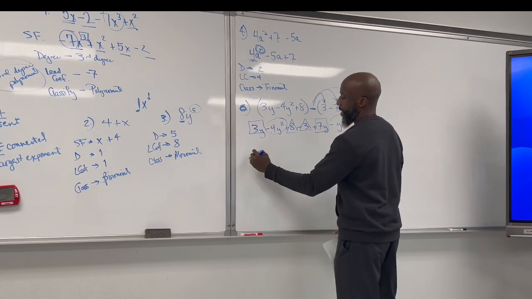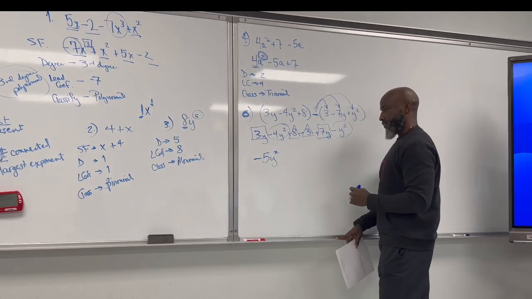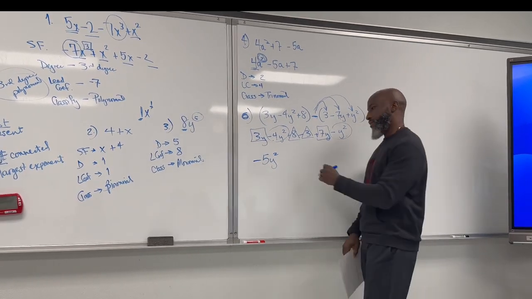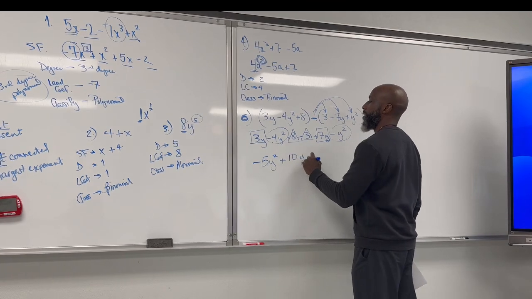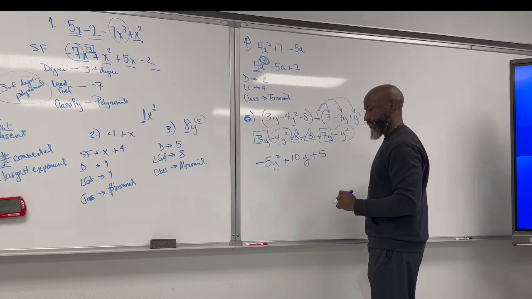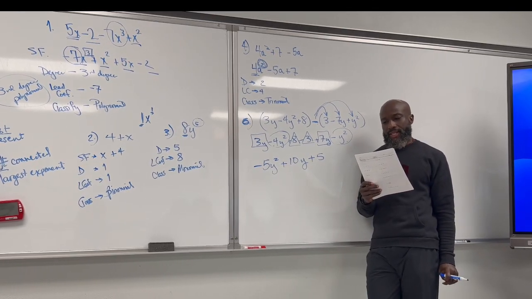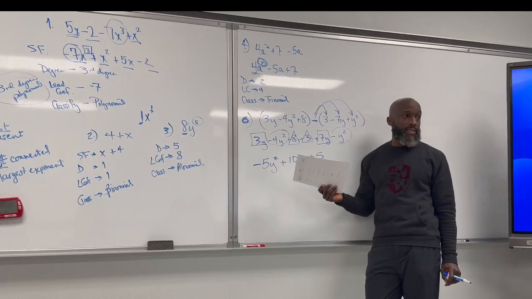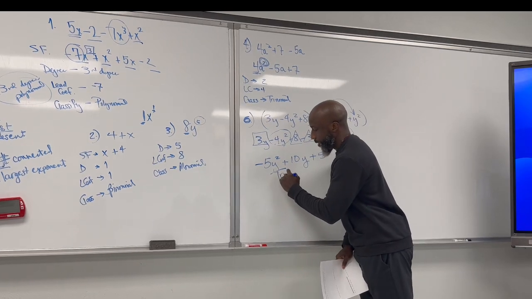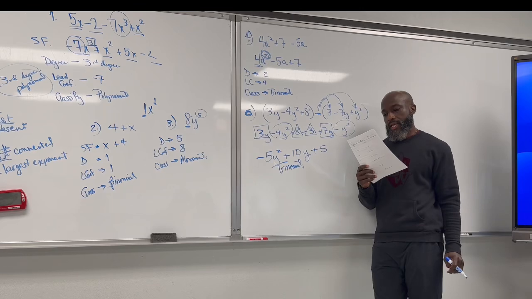So the answer is what? Negative 5y squared. Then we have 3y and 7y. 3 plus 7 is 10, plus 10y. And then 8 minus 3 is 5, plus 5. Okay? So we're going to add or subtract, and then we're going to classify. How many terms do we have present here? 3. So what is it? Trinomial. Good. Trinomial. That's it right there.